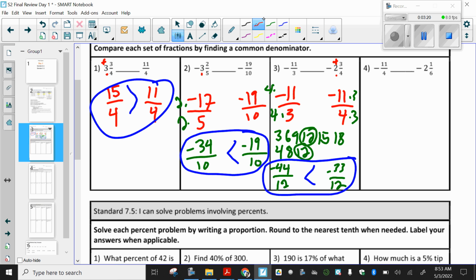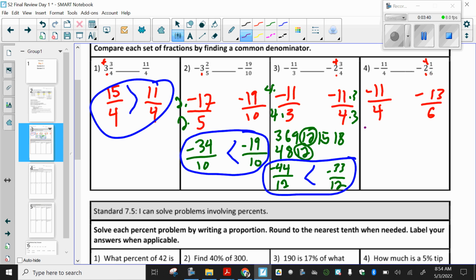Forms are different again, so let's go back and get our colors right. So negative 11 fourths again. This side, we know it's going to be 6. We know it's going to be negative. So I'm going to write those down. First, I'm going to do that time. So 6 times 2 is 12, plus 1 is 13. So negative 13 sixths.